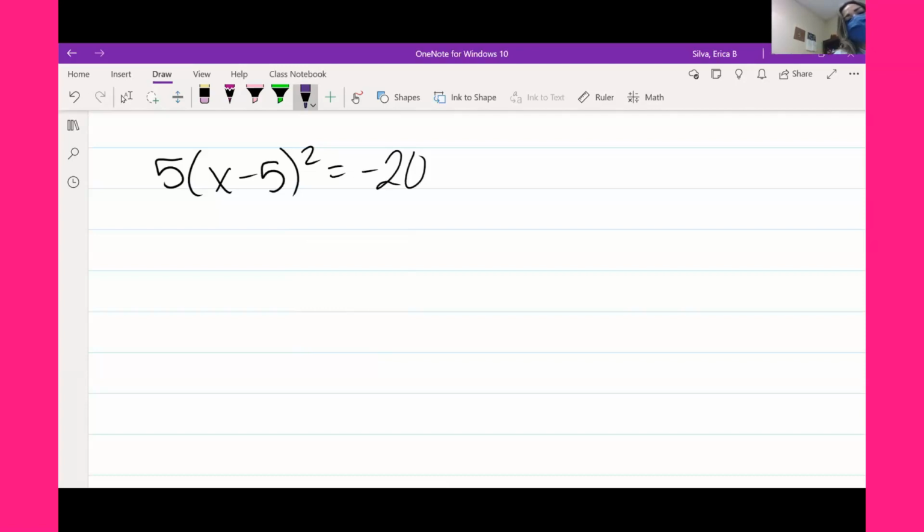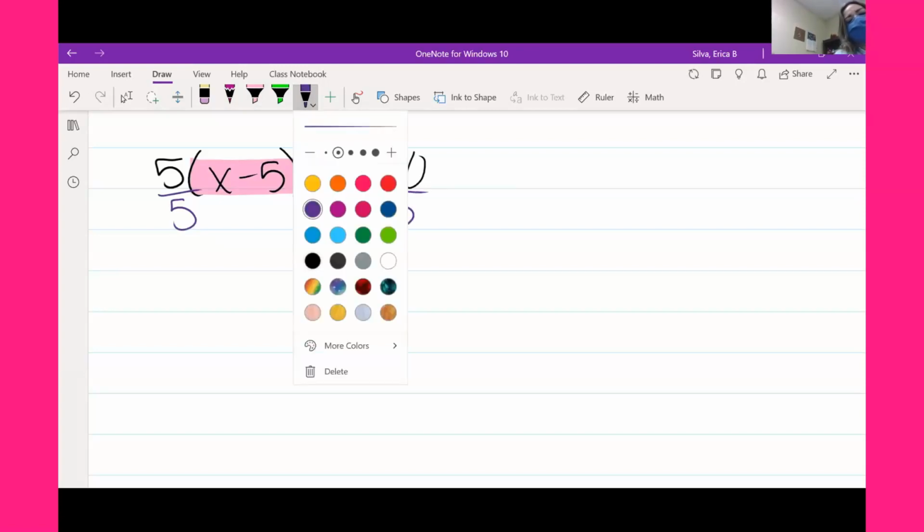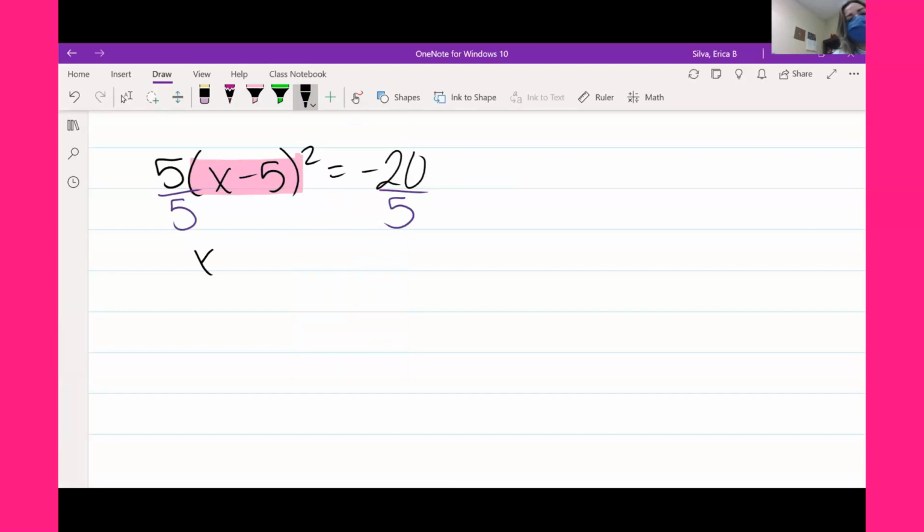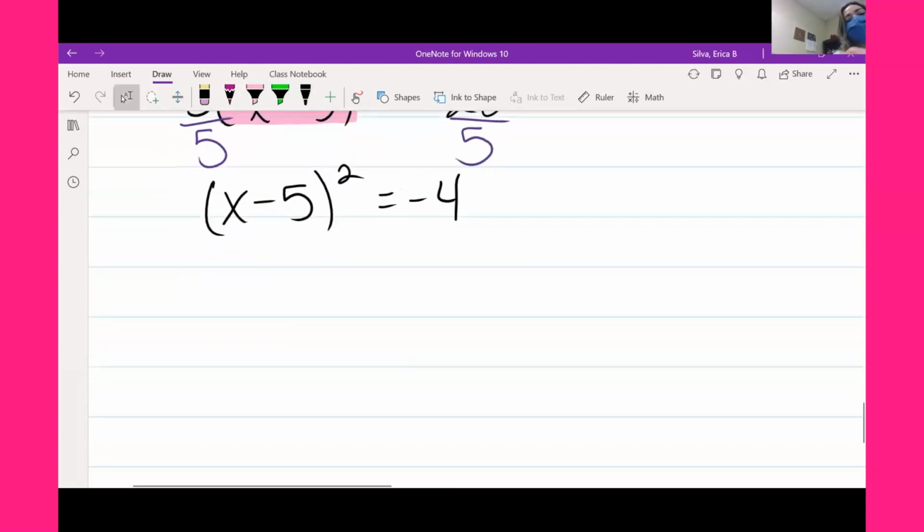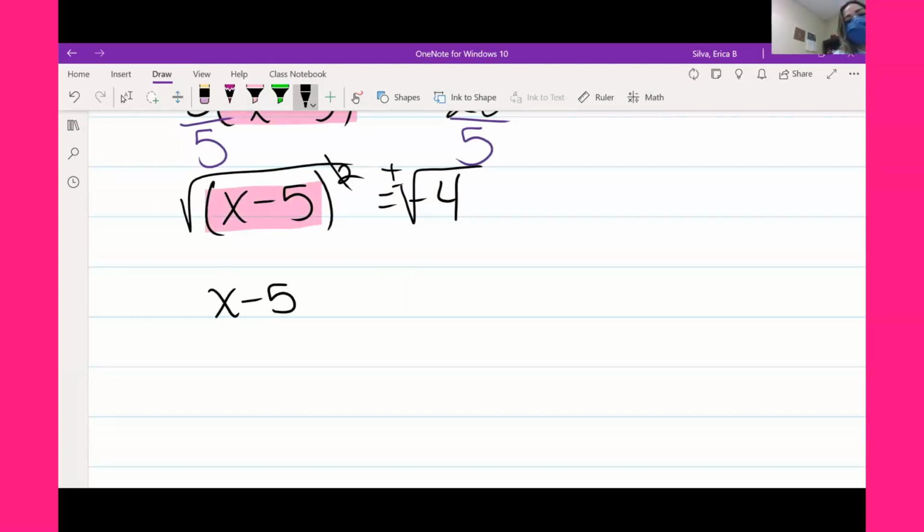All right, so here we want to identify what is being squared, and this is x minus 5. So we want to divide both by 5. You guys did a good job on this. And we got negative 4. So after this, now we can do the square root. So we end up with x minus 5 plus and minus the square root of negative 4.